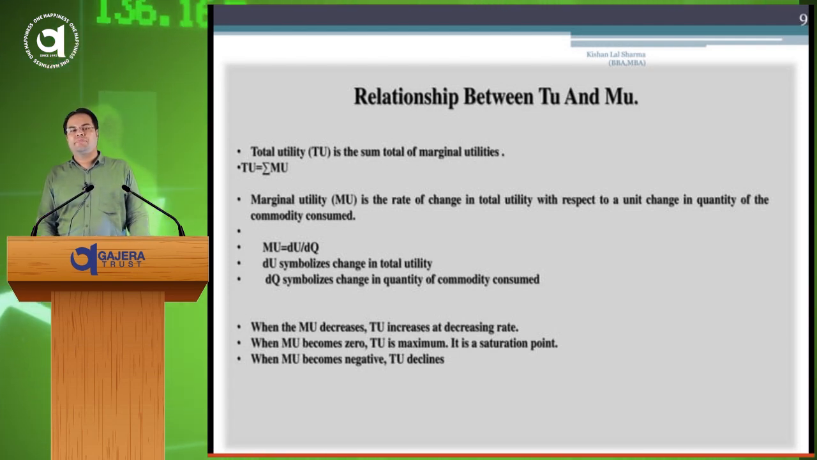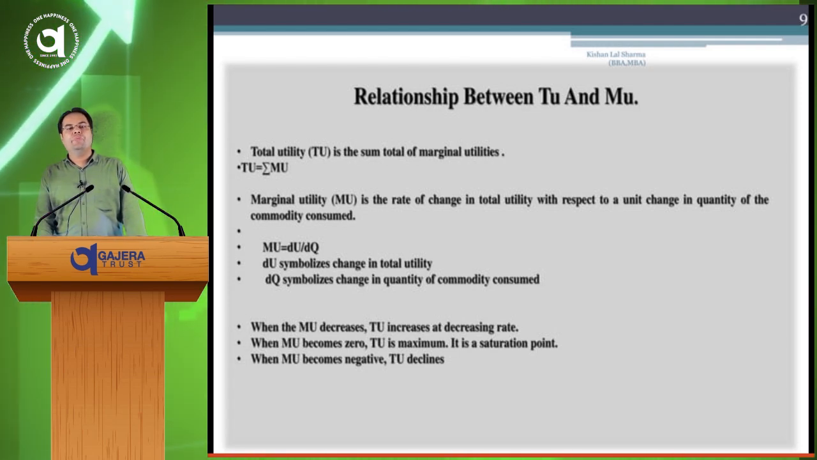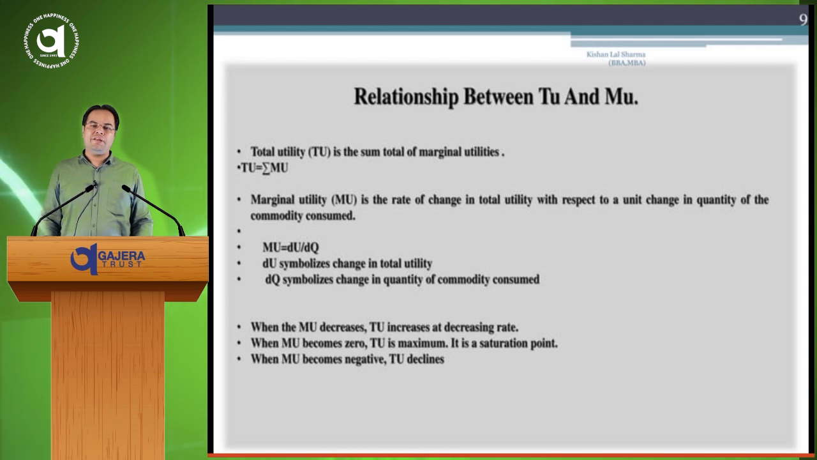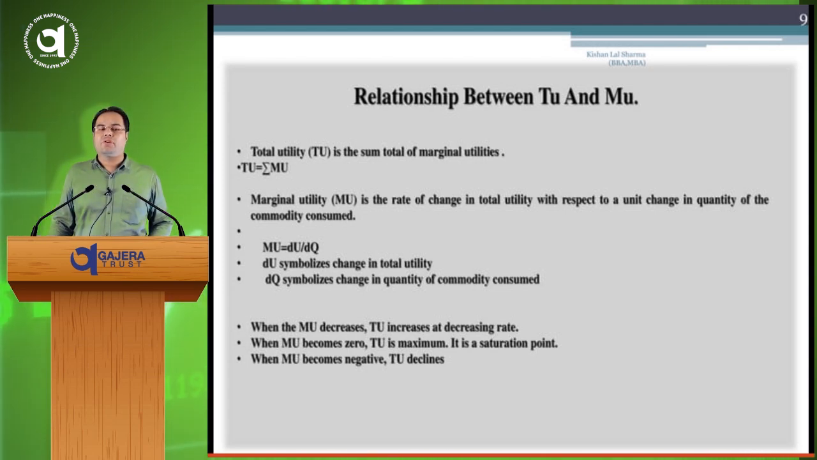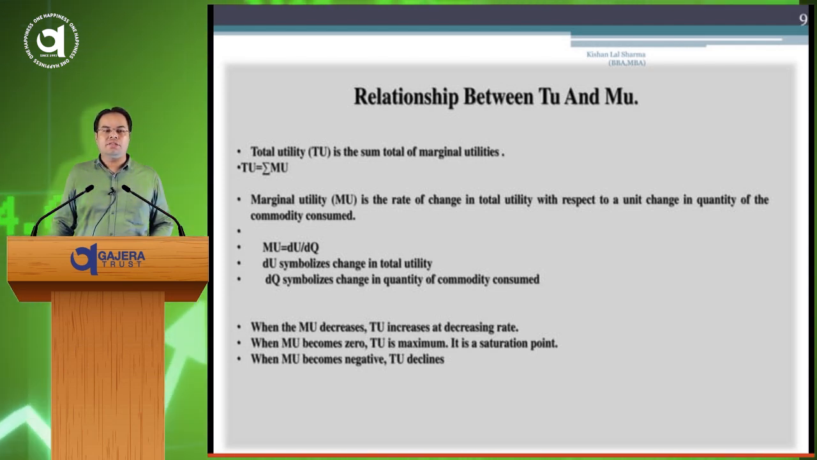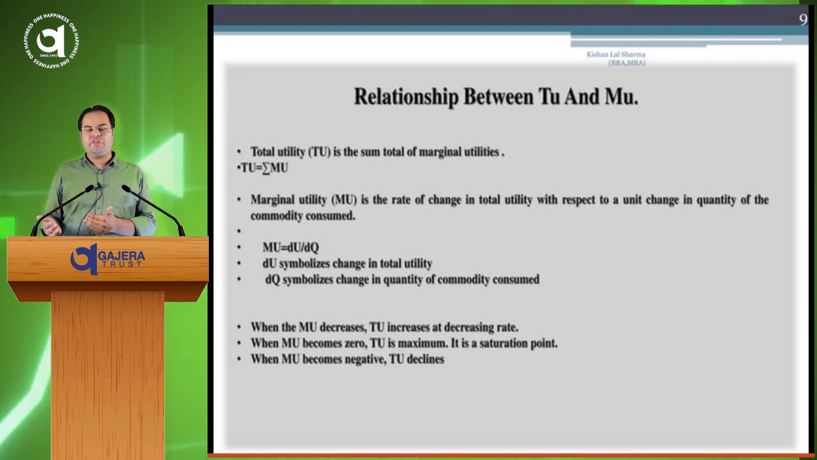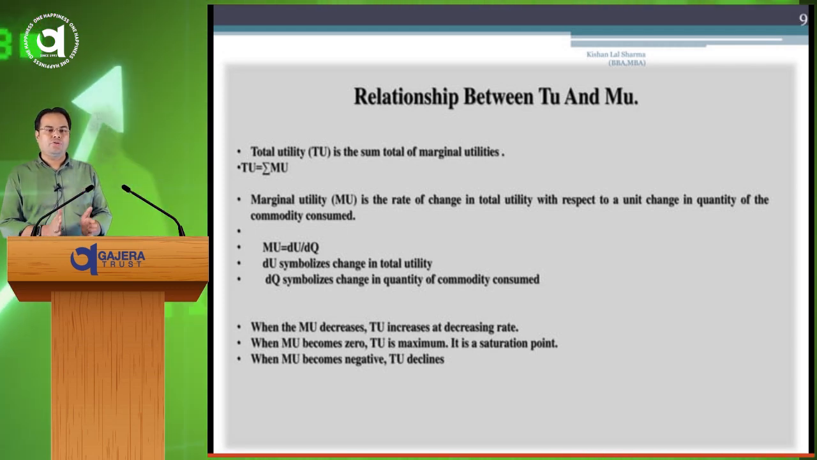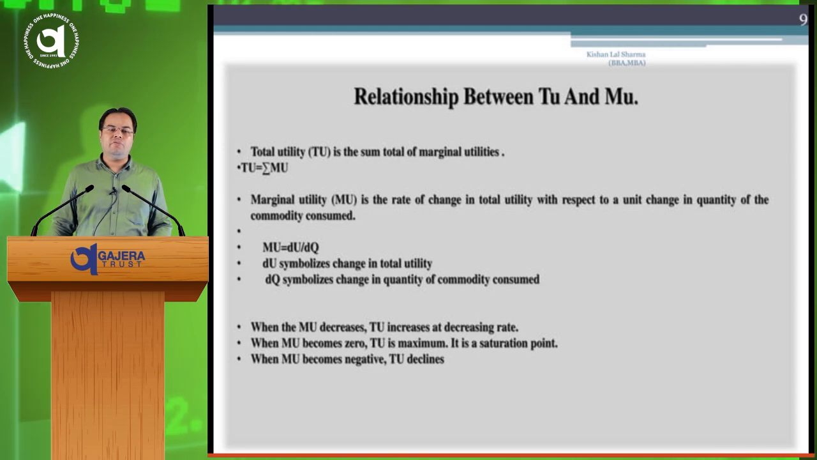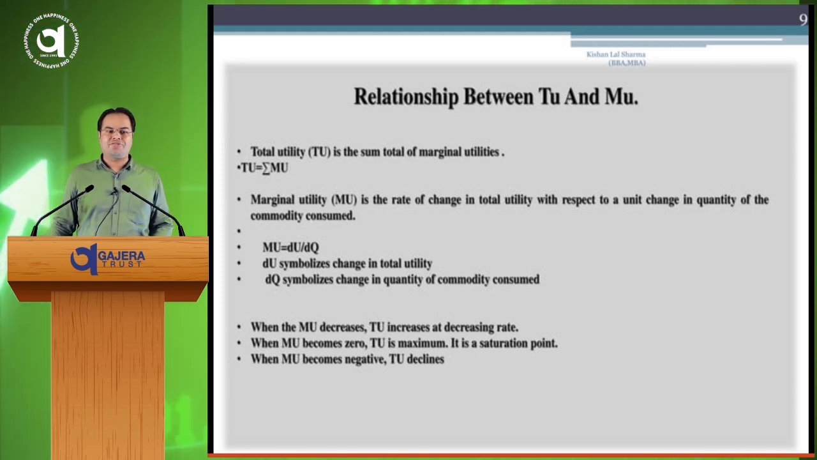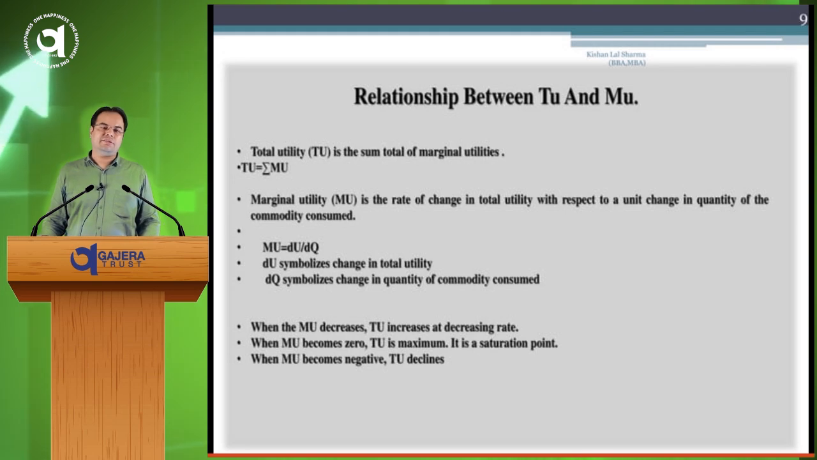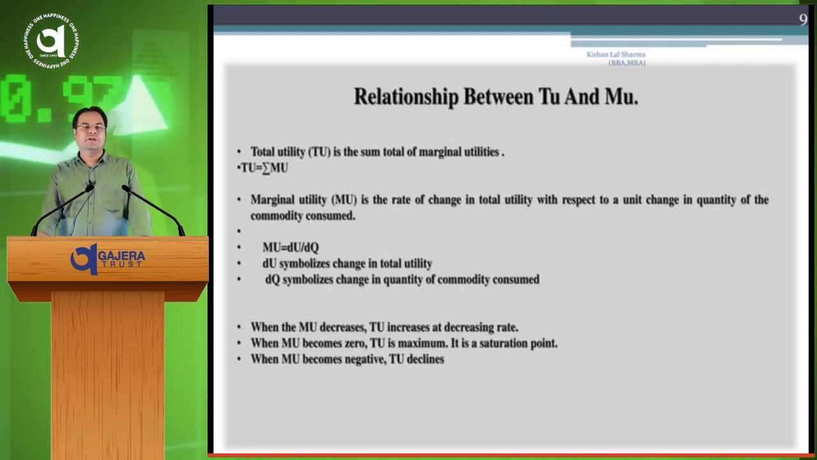Now what is the relationship between TU and MU? TU means total utility and MU means marginal utility. As you can see, total utility is the sum total of marginal utilities. All the additional units which we have consumed, like unit 1, unit 2, unit 3, in total you will get total utility. Total utility is the sum total of marginal utilities only.